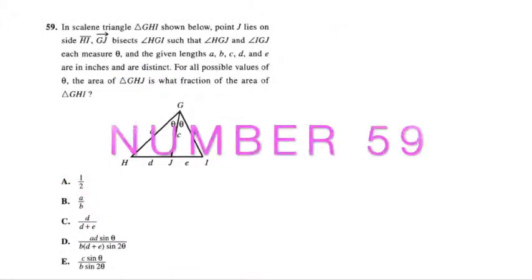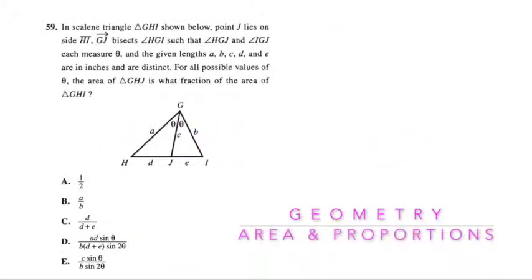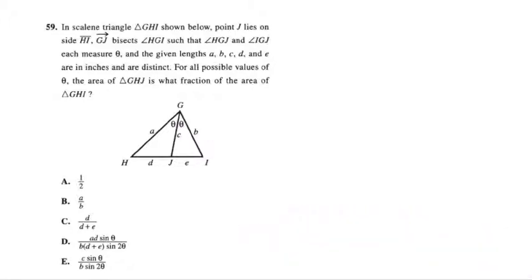Number 59, this is a geometry question. We're working with areas and proportions. In scalene triangle GHI, shown below, point J lies on the side HI. Ray GJ bisects angle HGI such that angle HGJ and angle IGJ each measure theta, and the given lengths A, B, C, D, and E are in inches and are distinct. For all possible values of theta, the area of triangle GHJ is what fraction of the area of triangle GHI?